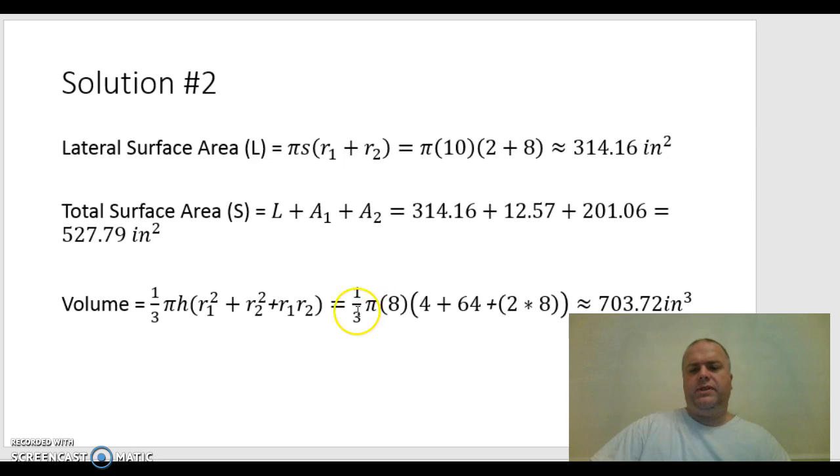And when we do that, let's see how we would put this in a calculator. So if I had a graphing or a scientific calculator, I could just put it in just like that. And as long as I put the parentheses where they go, it should do it correctly. However, if I was just going to put this into a regular calculator, I would start with the inside parenthesis here. So I do 2 times 8, I get 16. I'm going to add that to 64, and it gives me 80. And then I'm going to add that to 4, which gives me 84. And then I'm going to take that 84 and multiply that by 8. And then I'm going to multiply that by pi. And then I can either multiply by 1/3 or I can divide by 3. And in the case of an ordinary calculator, I just divide by 3. And I'm going to get approximately 703.72 inches cubed.